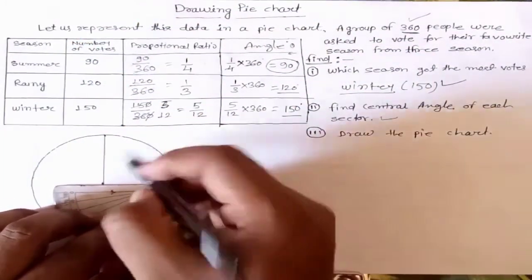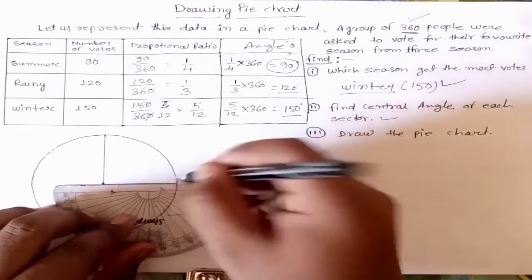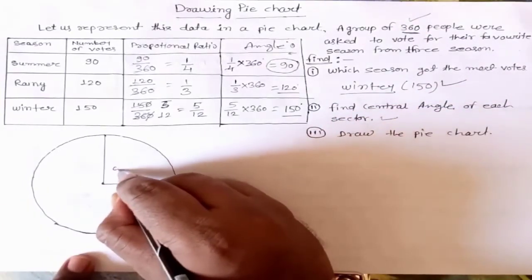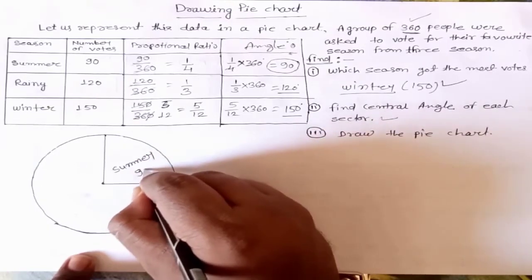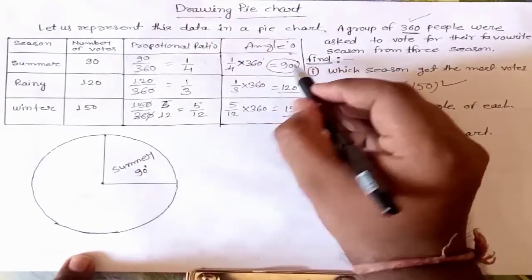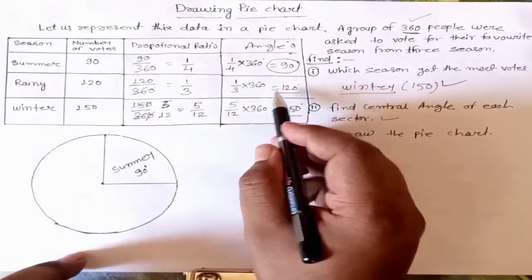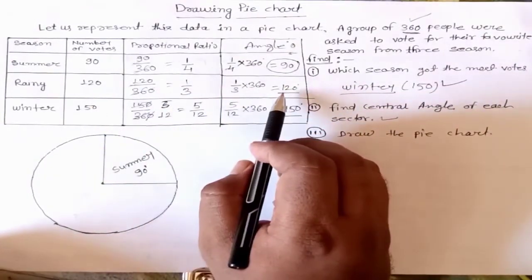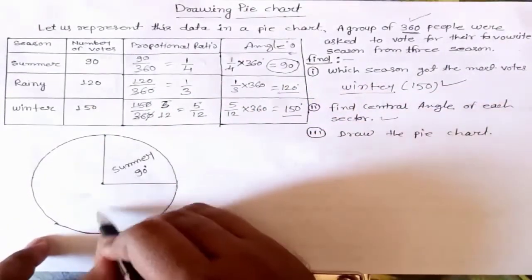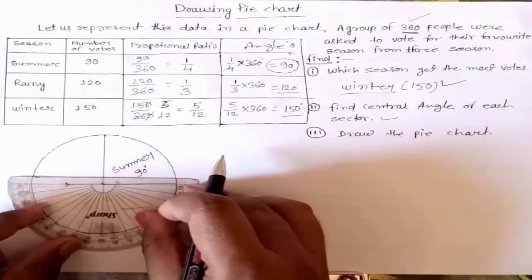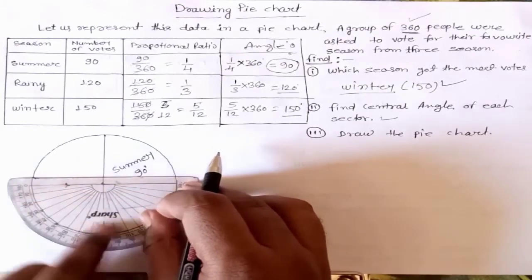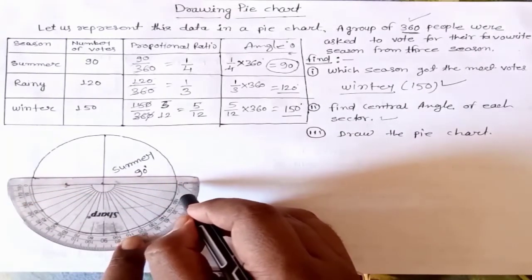So 90 degree subtended by the summer season. You just put summer season, that is 90 degree. Got my point? Similarly, for rainy season, it will be 120. So this is 90, right? Again you just put here like this. You just start counting here.